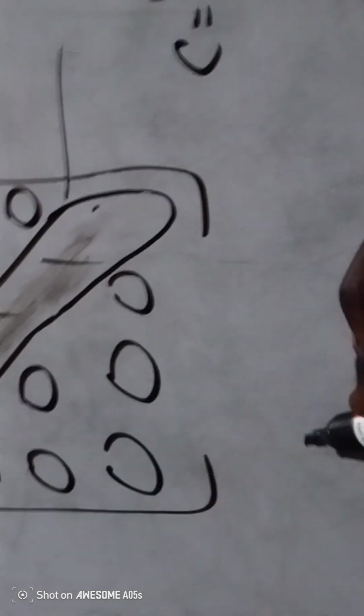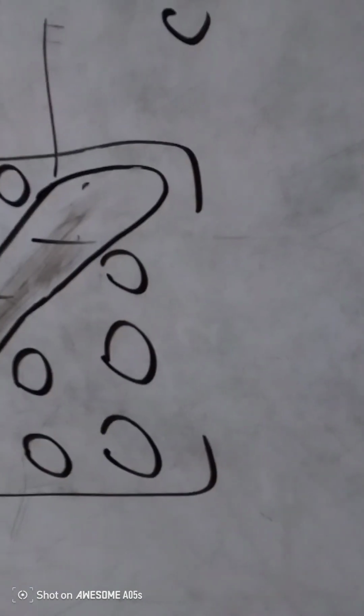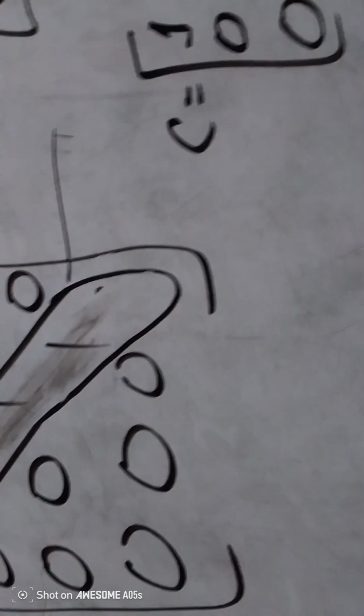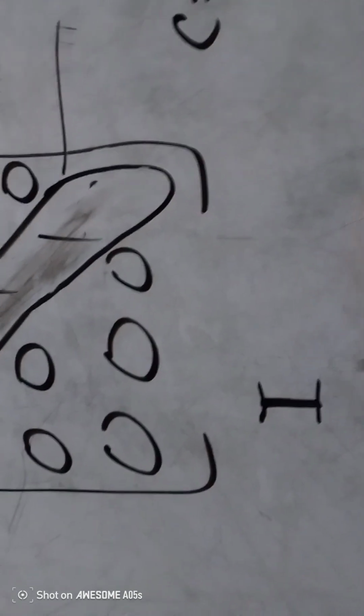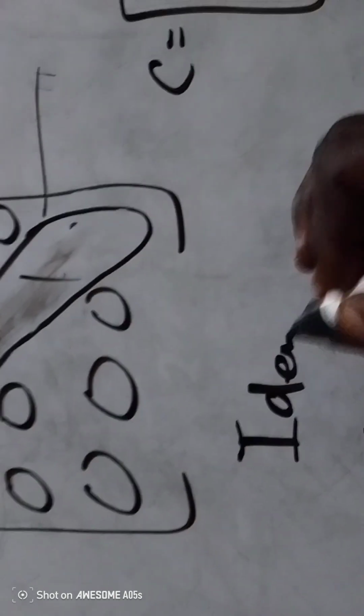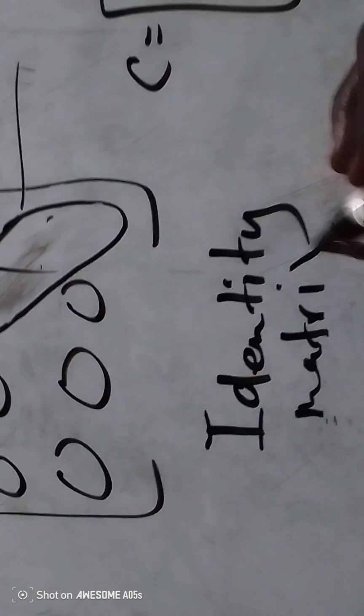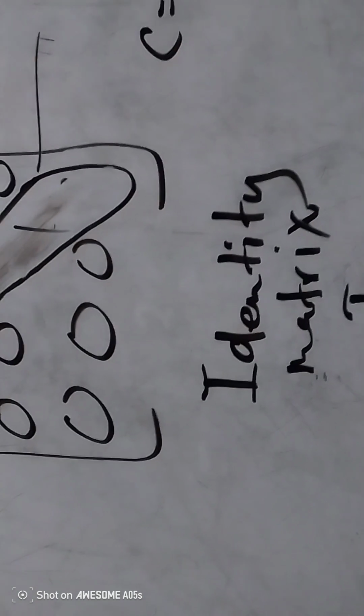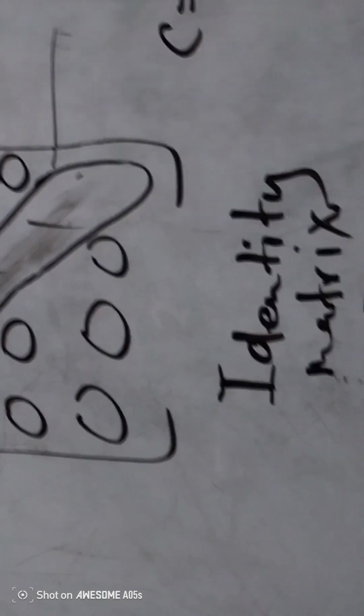If an identity matrix is multiplied by a matrix, the matrix always returns. The identity matrix is represented by the letter I. So if you multiply any matrix by the identity matrix, the answer is the matrix itself. The identity matrix behaves as if it is a 1.